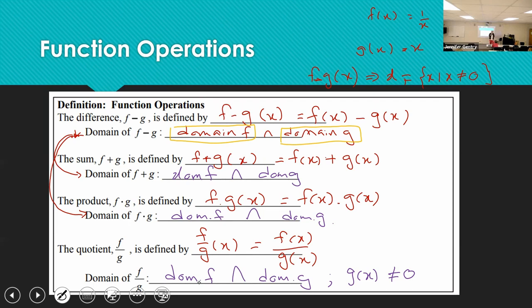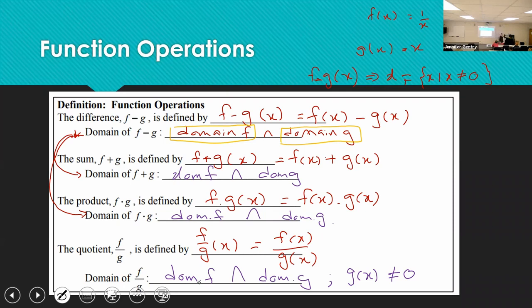Divide, you have to do one more thing. Make that bottom not equal 0. So you're going to have that added little baby step of making sure that G of X is not equal to 0. Questions, comments, concerns?